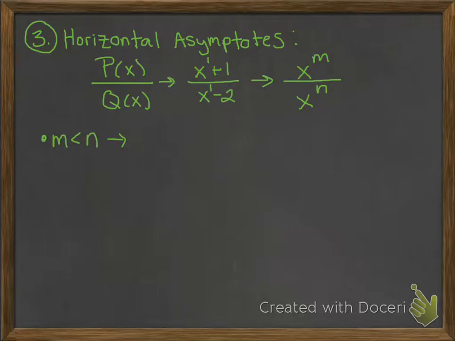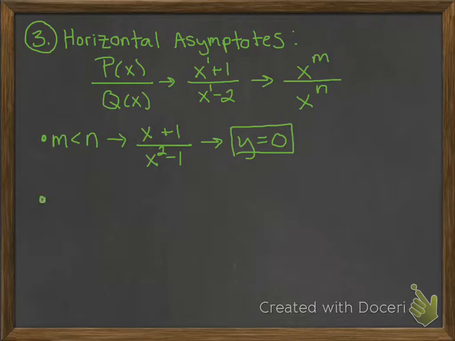So what if the degree in the numerator is less than the degree in the denominator? For example, I have x plus 1 over x squared minus 1. Okay, so that would be the difference. The numerator's biggest exponent is smaller than the largest exponent in the denominator. So if this is the case, your horizontal asymptote is automatically y equals 0. No ifs, ands, or buts about it, which kind of makes that easy.